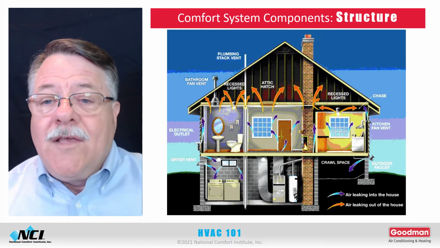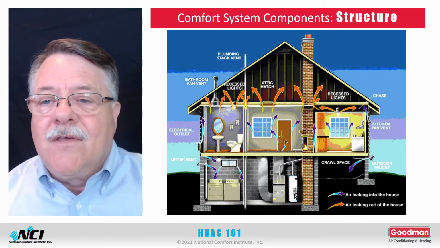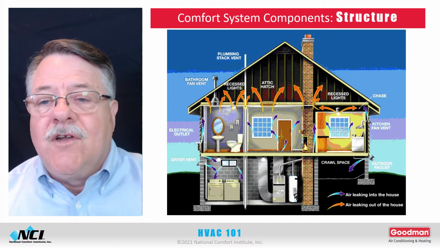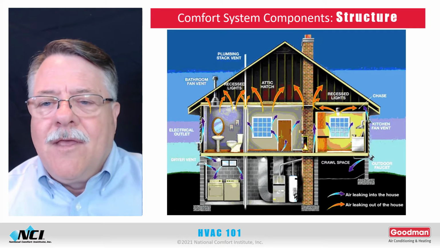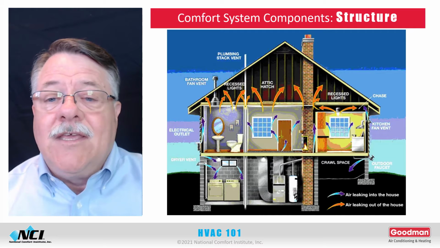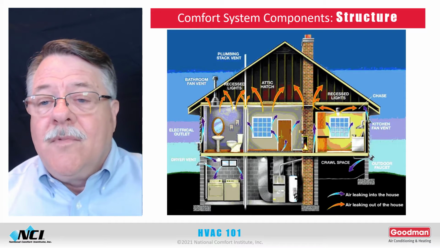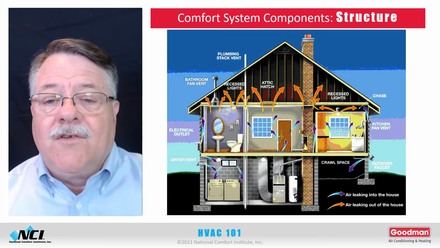While the always open door or window scenario is pretty obvious, there are way too many hidden openings in the construction of most houses. Look carefully at this diagram. You can easily see that there are many ways for air to leak into and out of the house. Uncontrolled air entering the home is called infiltration, while air exiting the home is known as exfiltration.